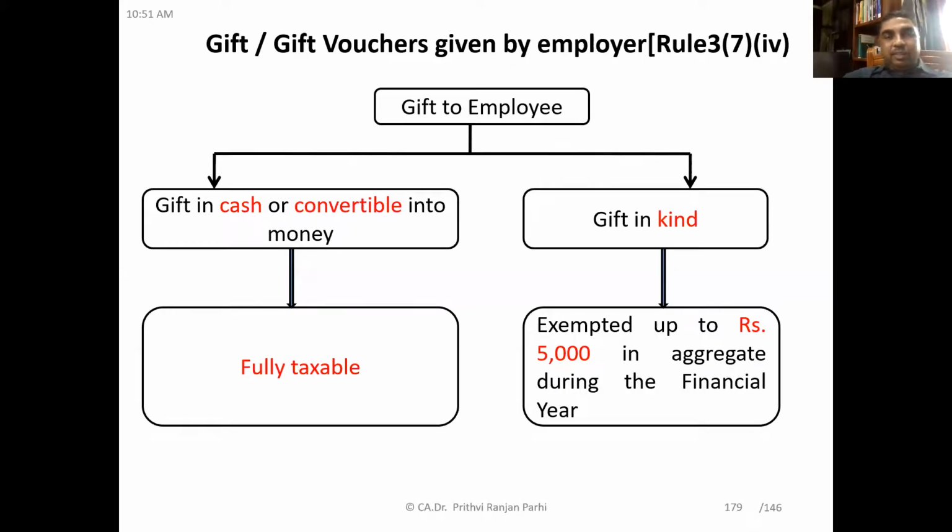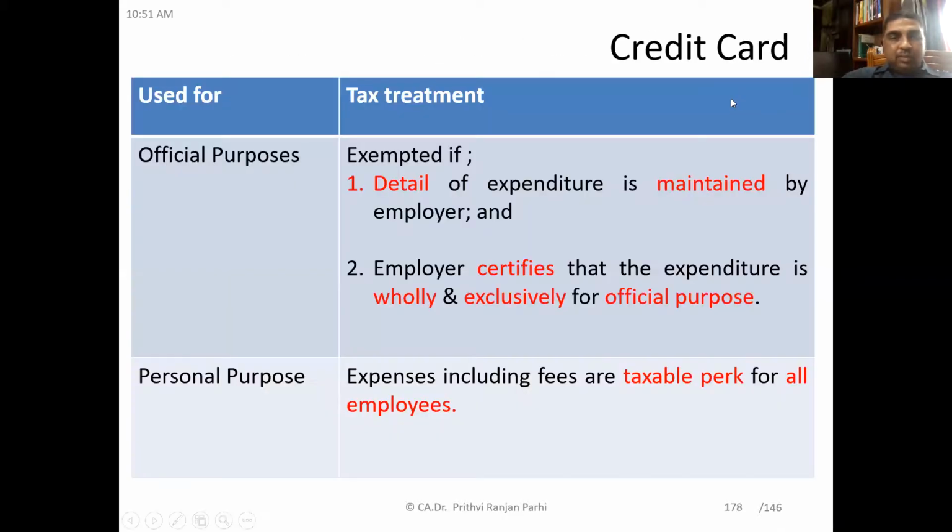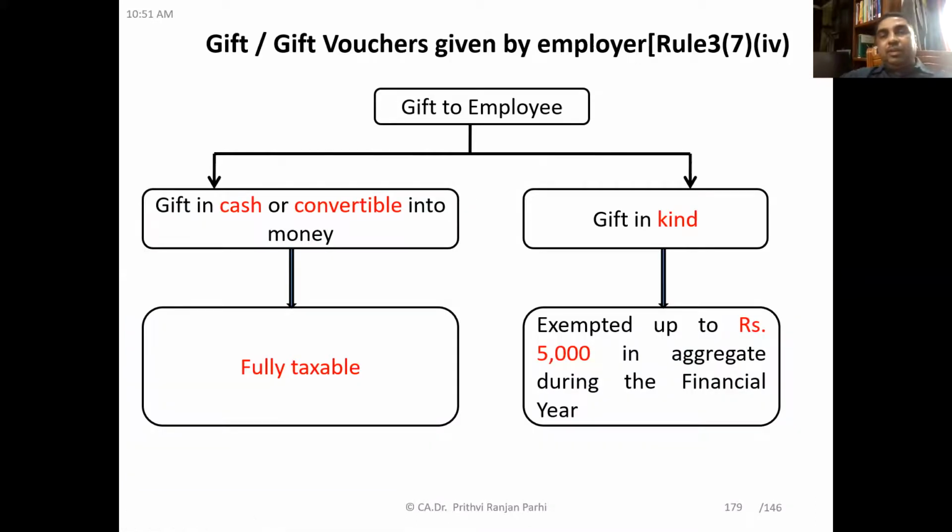This is the next perquisite: gift vouchers given by employer. For this, we need to refer to Rule 3(7)(iv). You can go to Income Tax Rules 1962, refer to Rule 3, Sub Rule 7, and Clause 4. You can understand how this particular perquisite should be treated.